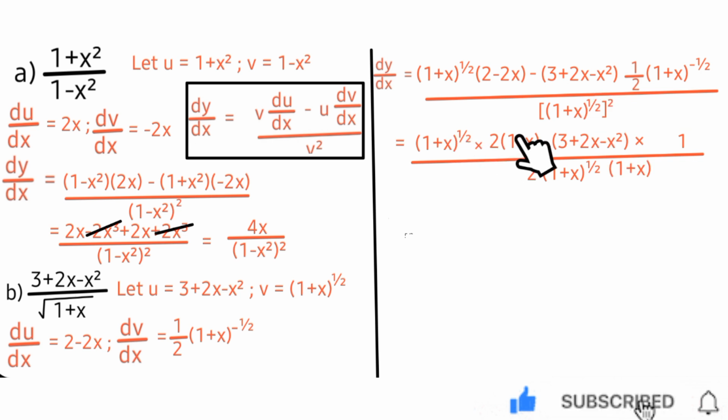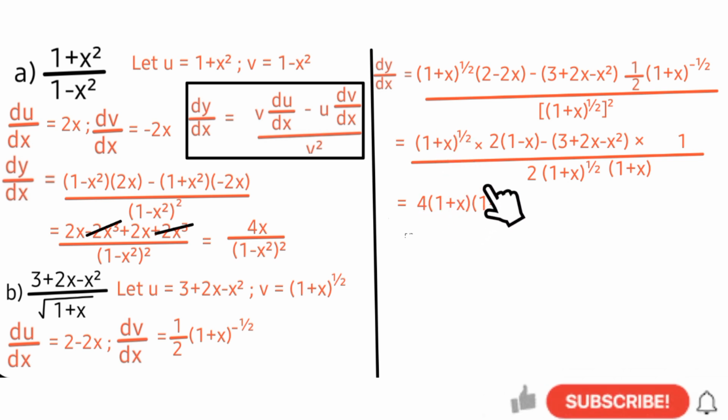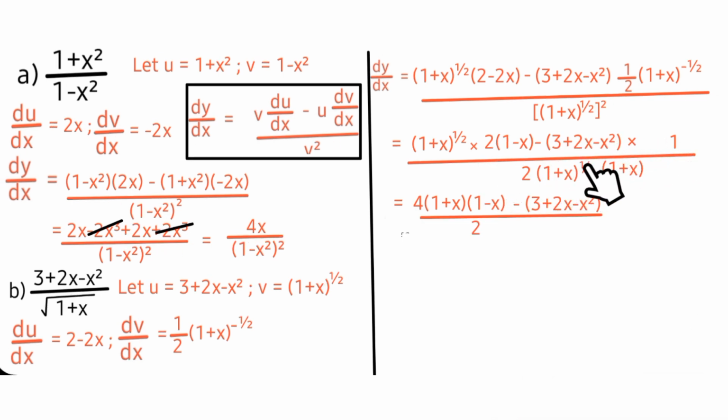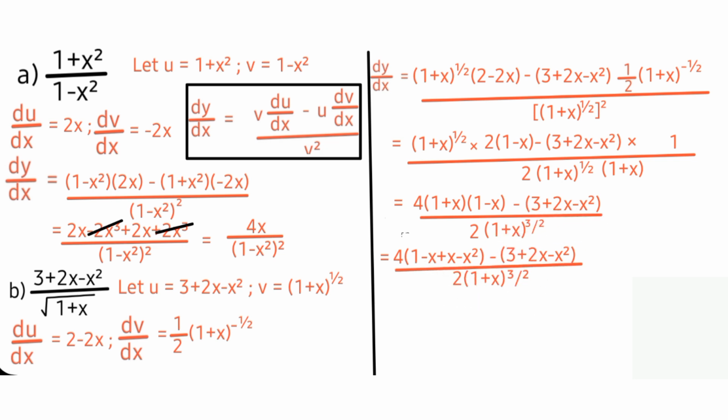Now let's factorize this. Factorizing this gives 4 times 1 plus x times 1 minus x. Then these values multiply by 1 all over 2. 1 plus x raised to power 1 over 2 times 1 plus x. 1 times 1, 1 times minus x, x times minus x, minus this, then divide by this. 4 times 1, we have plus x minus x, which is 0. 4 times minus x squared.